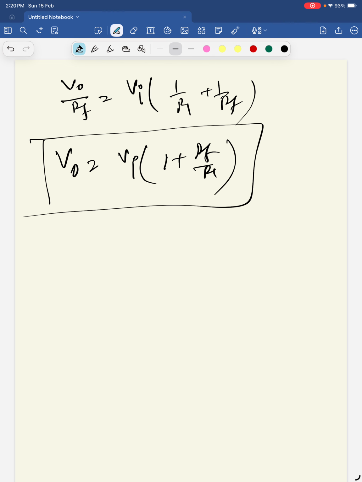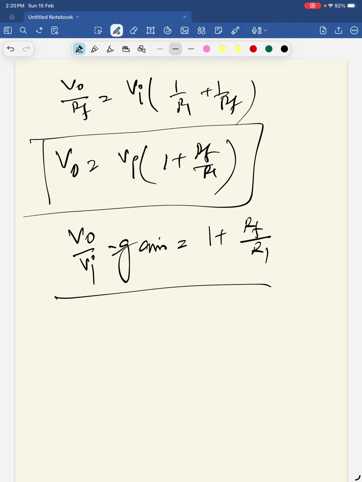And now here both the signs are the same. This is positive, this is also positive. So that's why it is called a non-inverting amplifier. Now V0 by Vi, that is gain. Gain is equal to 1 plus feedback resistor divided by R1. Later, we will solve some numericals. So this is our non-inverting amplifier.